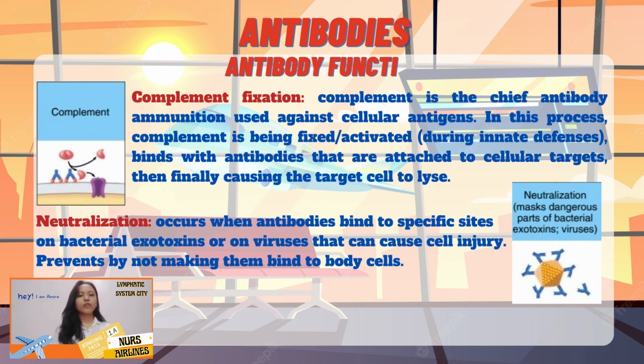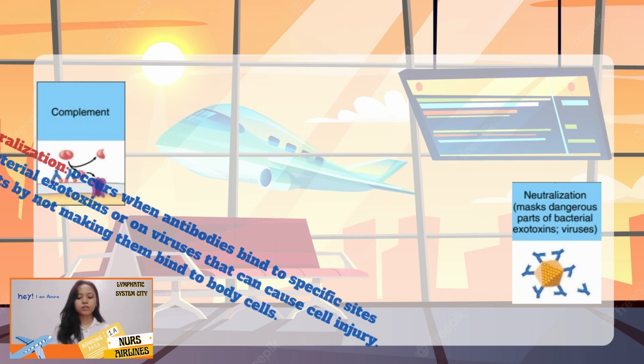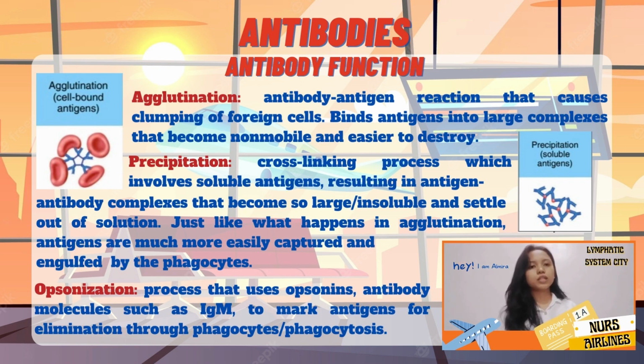As for functions, there are 5 ways antibodies inactivate antigens. First is complement fixation, in which complement, our body's chief antibody ammunition fighting against cell antigens, is fixed or activated, which then binds with antibody, finally causing target cells to burst, or what we call cellular lysis. Second is neutralization, which occurs when antibodies bind to specific sites of bacteria or viruses, causing them injury and preventing binding to body cells. Third is agglutination, which results in clumping of foreign cells into large complexes, which eventually become non-mobile and easier to destroy.